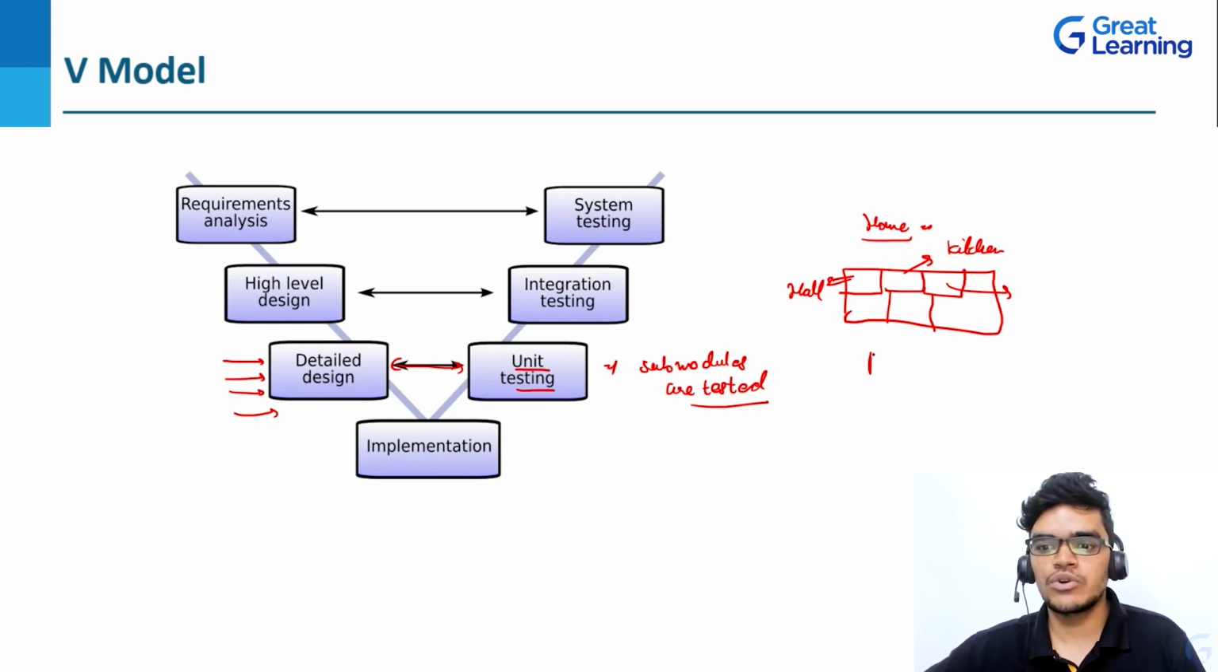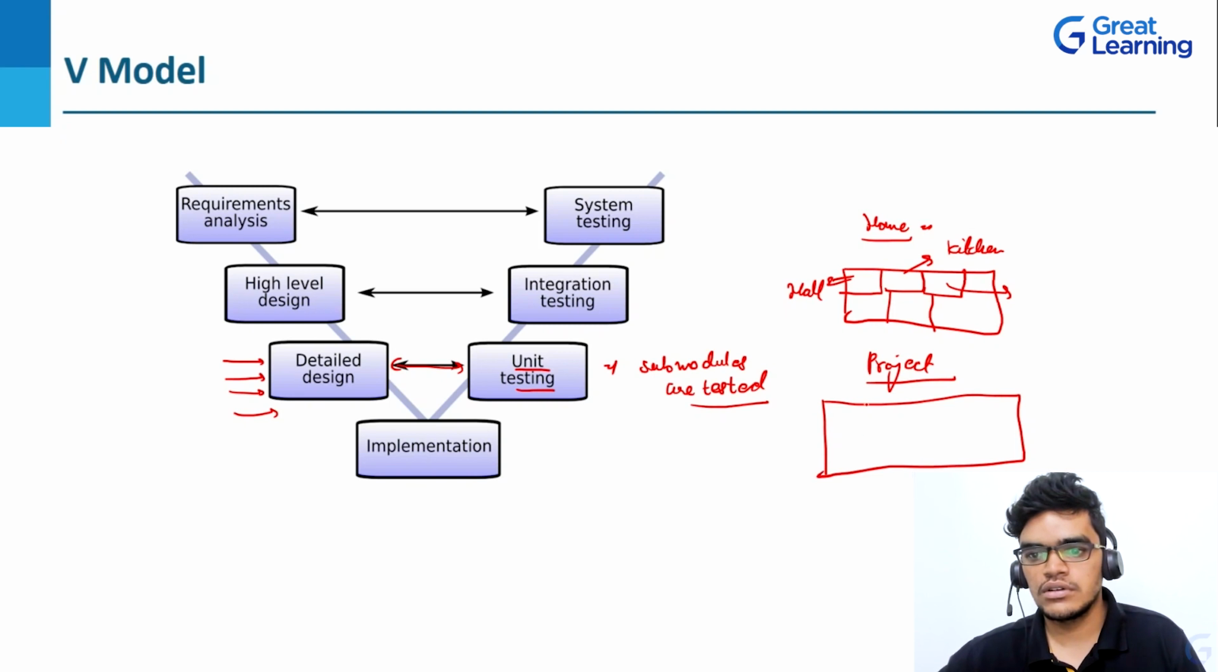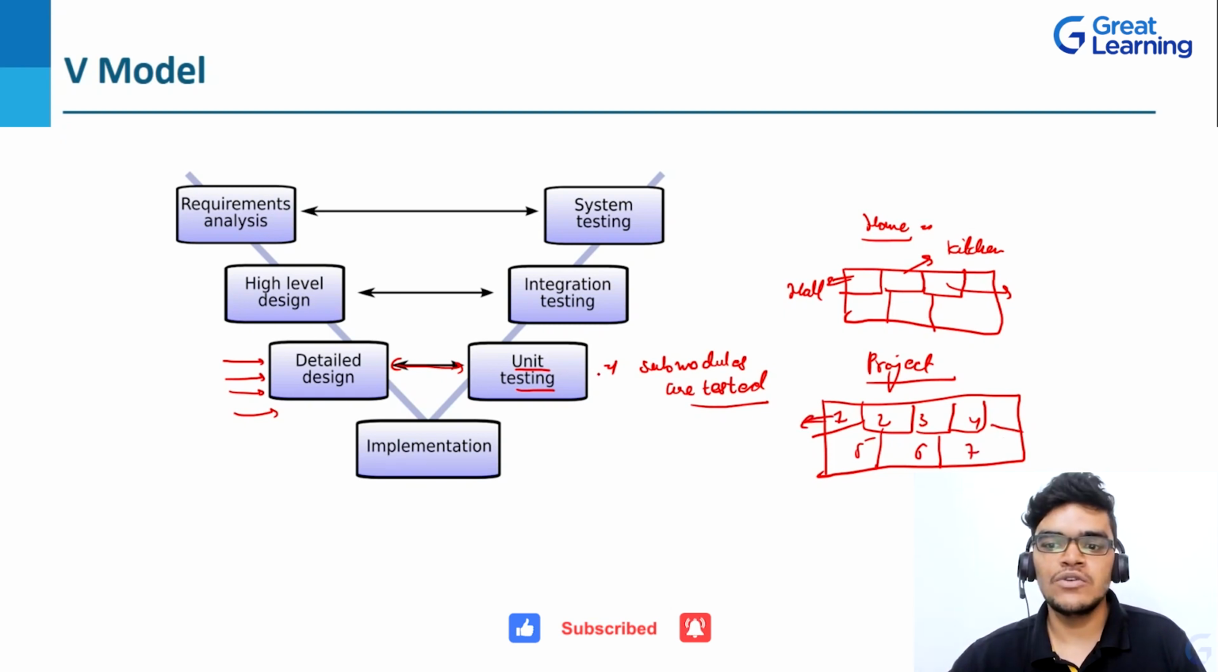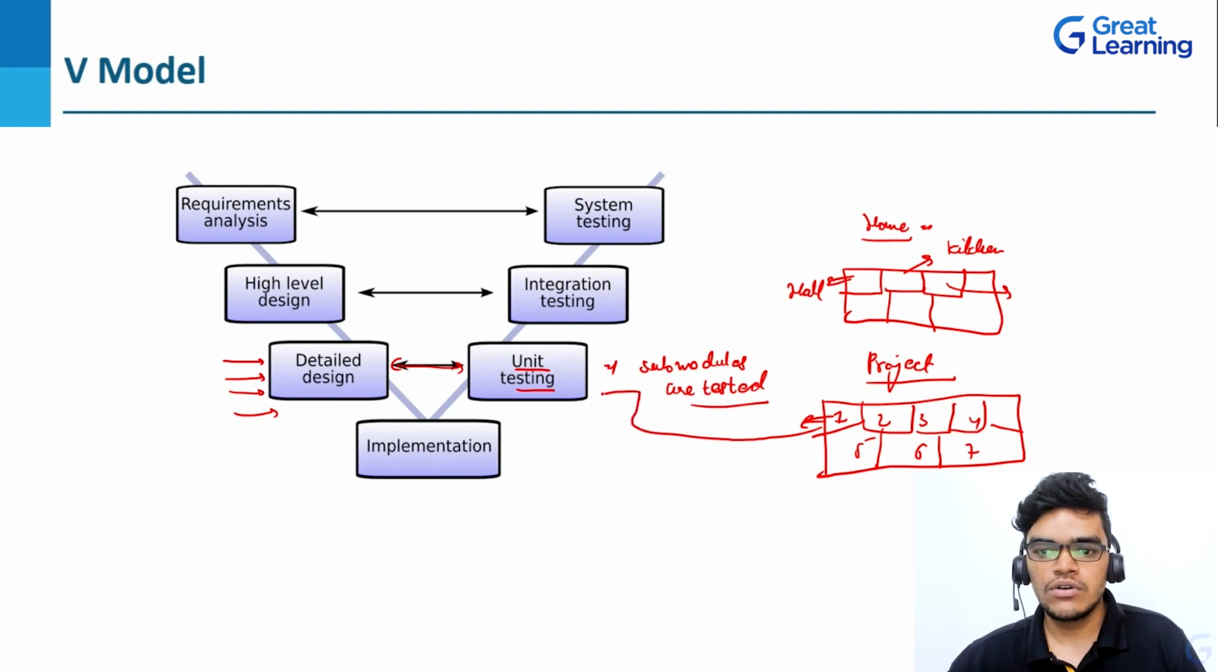The same goes for the project. The project will have different modules, or you can say sections, right? Let me write here 1, 2, 3, 4, and so on. So what will happen in unit testing? This module, that is this sub module, will go first for the unit testing. Similarly, once it is over, the second module will go for testing. So basically in unit testing, testing is done in pieces, one by one.